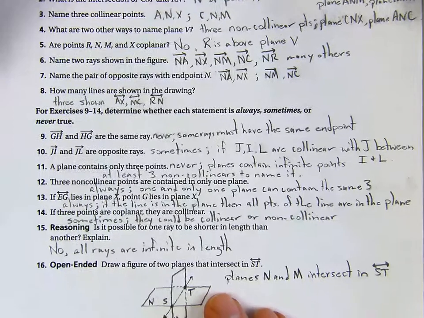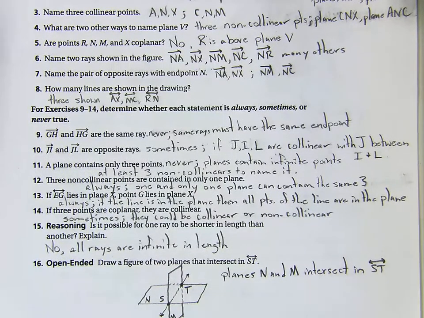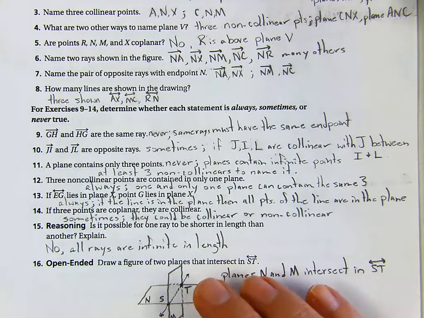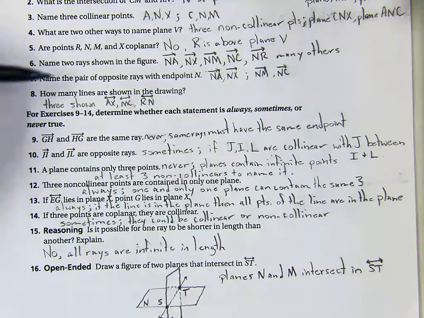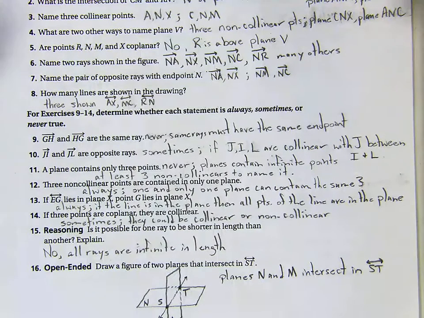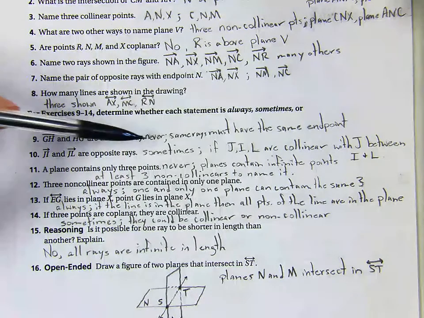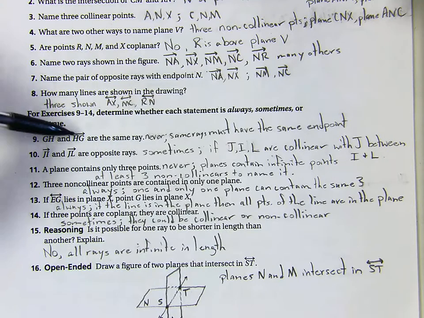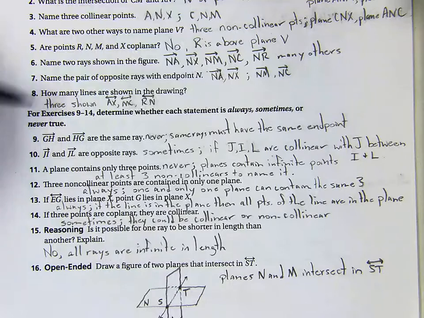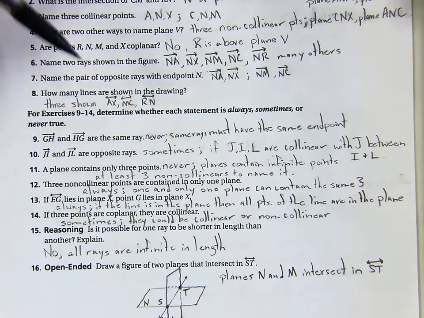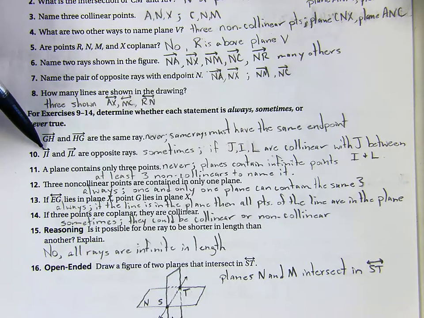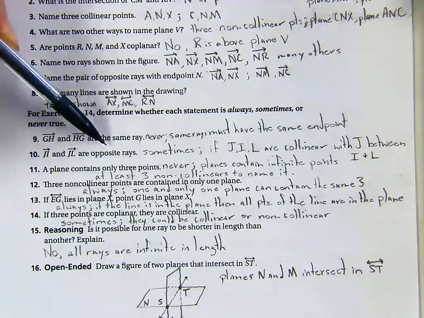All right, down here at the bottom. Now, I've noticed a lot of people are just putting always, sometimes, and never true. You should be able to give a reason. You should know why it's one of those things. Like the first one says, rays GH and HG are the same ray. Never. For one, they don't have the same endpoint. They can't be the same ray unless they have the same endpoint and they go on the same line. So same rays must have the same endpoint. Next are rays JI and JL are opposite rays.